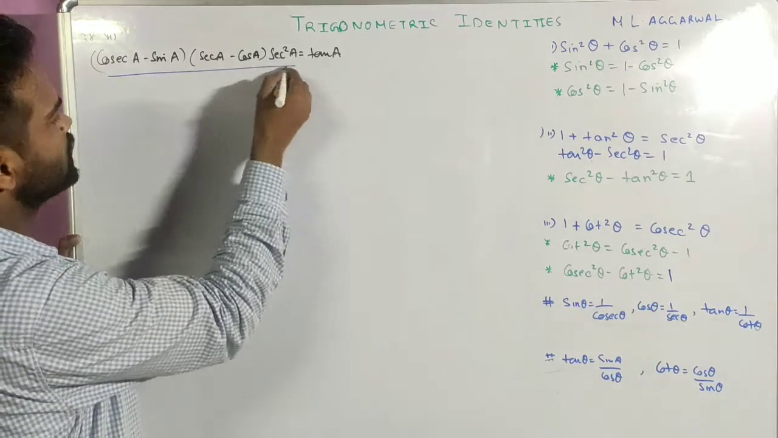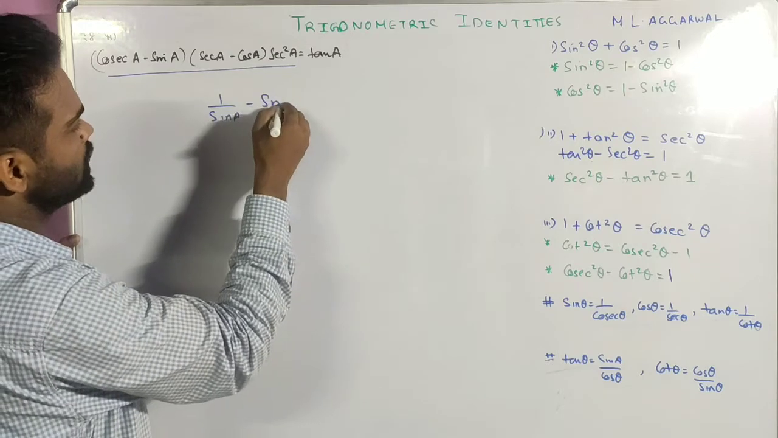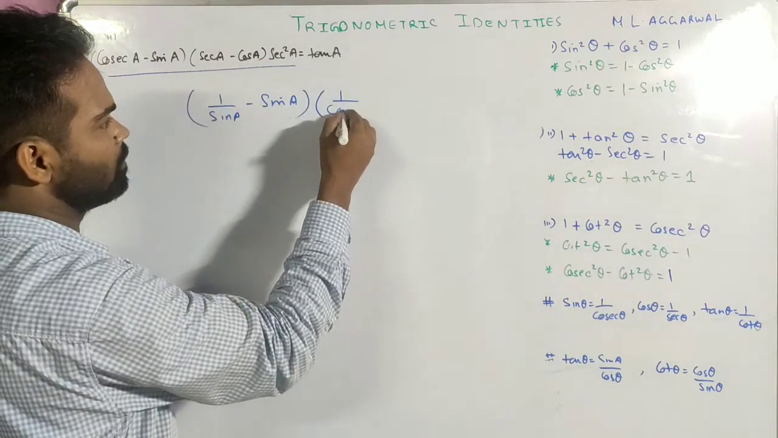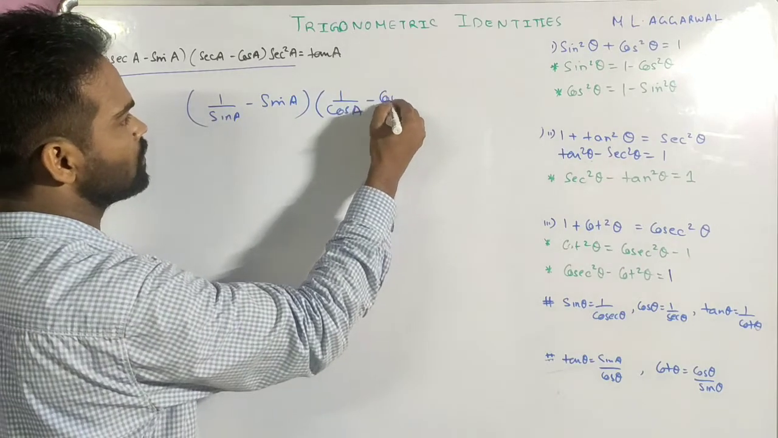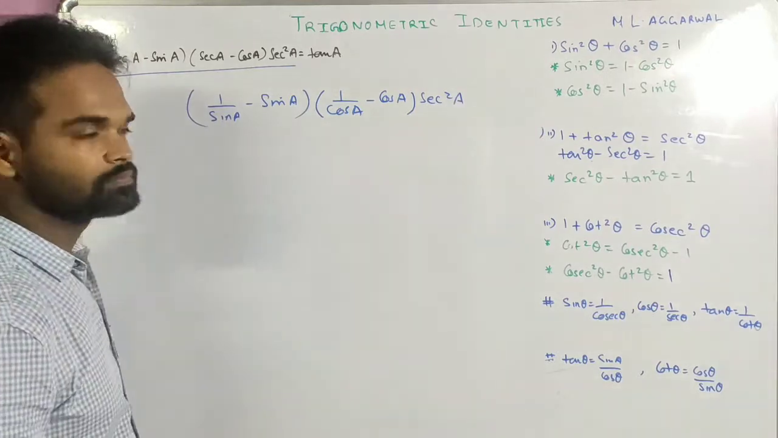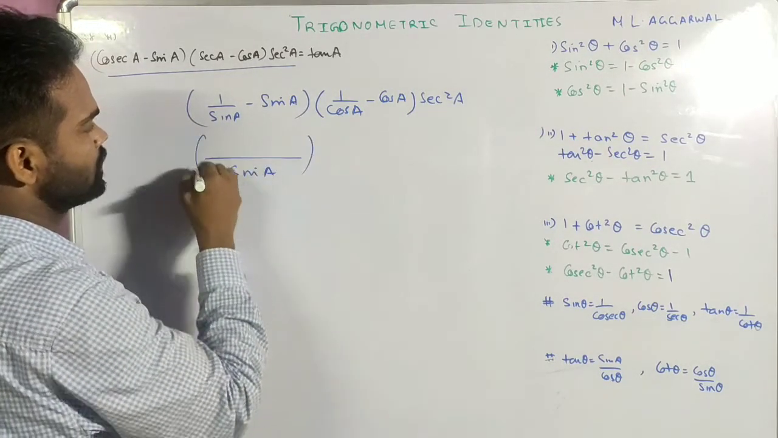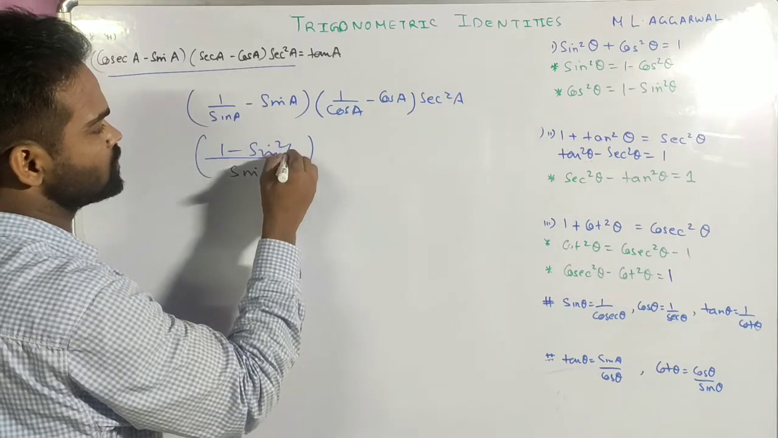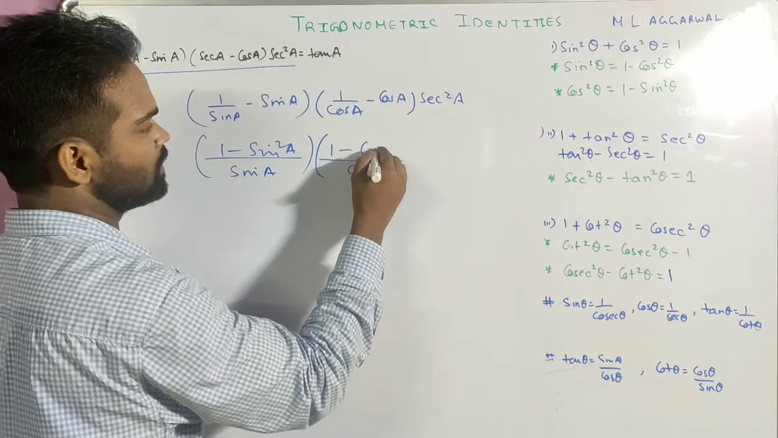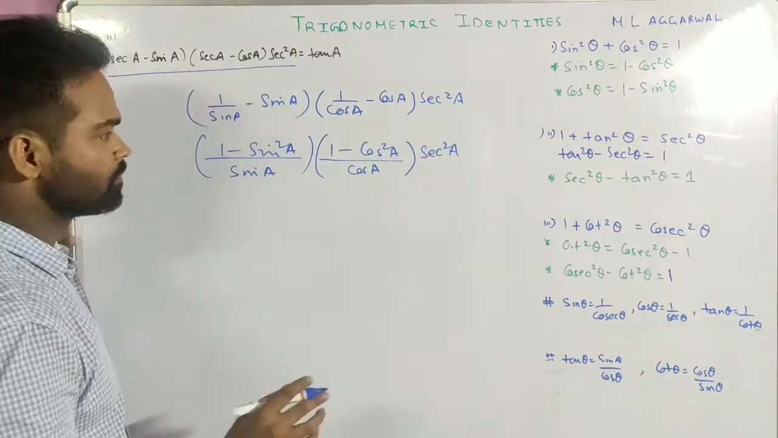Cosec A, can I write 1 by sine A minus sine A? Sec A, can I write 1 by cos A minus cos A? And sec square A as it is. Now look carefully. If I take LCM, this is sine A. This becomes 1 minus sine square A. If I take LCM cos A, this becomes 1 minus cos square A. This is sec square A as it is.